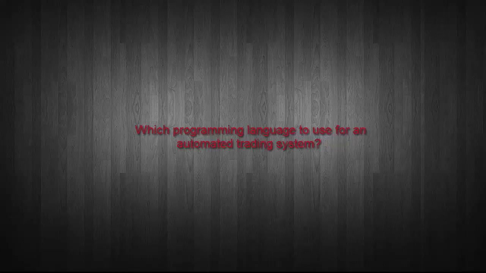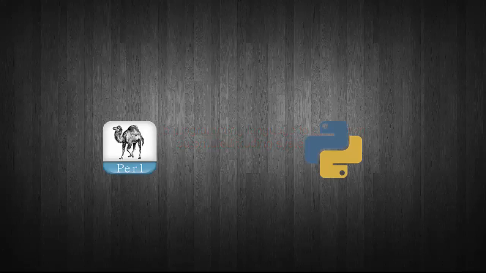When you just start building an automated trading system and you don't have a lot of programming skills yet, I would advise to start with a scripting language, a high-level scripting language like Perl or Python, because they're very easy to understand, and you can use them, for example, to build a certain component and see how it works.